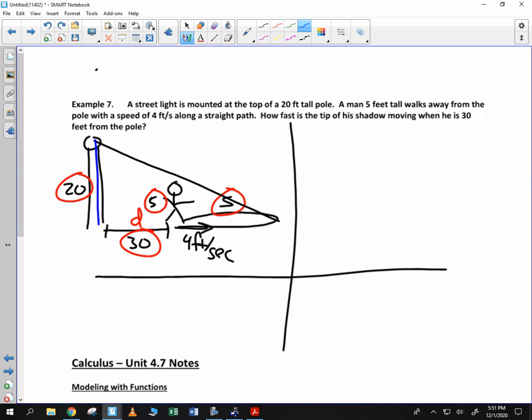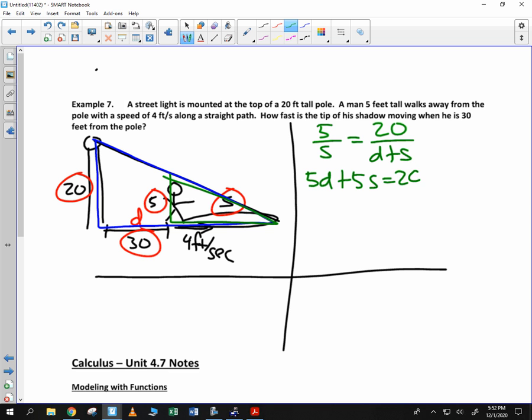Remember that if triangles are similar, then their sides are proportional. So you've got that triangle, and then you've got the green triangle. So in other words, 5 over S is equal to 20 over D plus S. If we cross multiply, we get 5D plus 5S is equal to 20S, or 5D is equal to 15S, or D is equal to 3S.